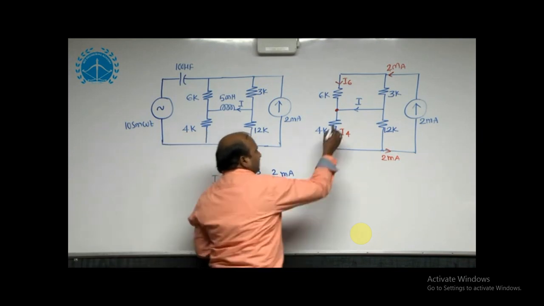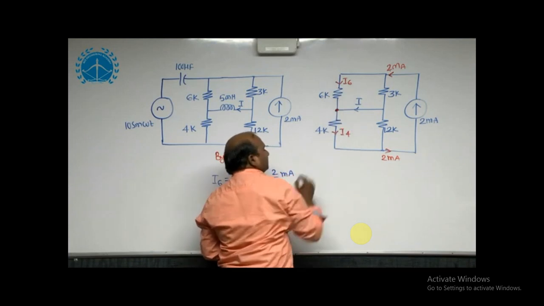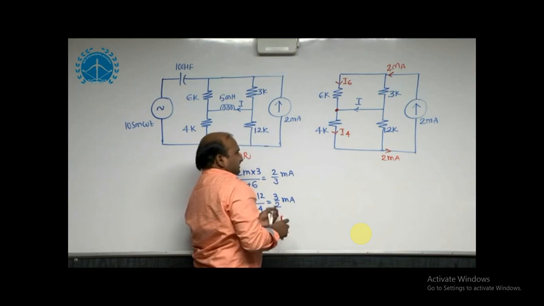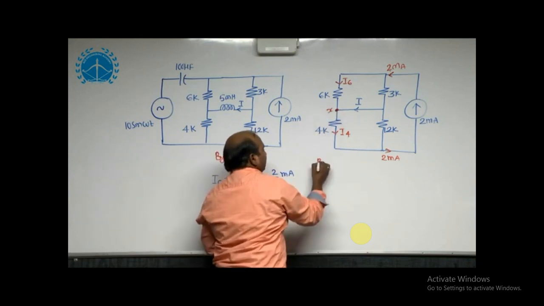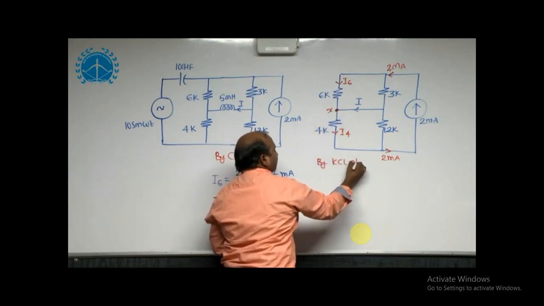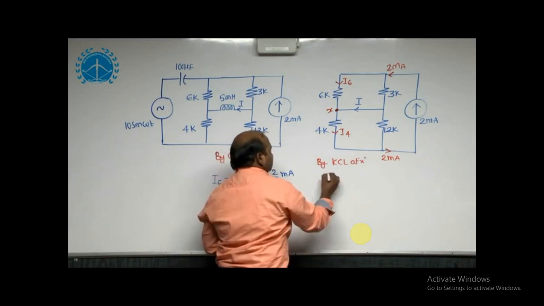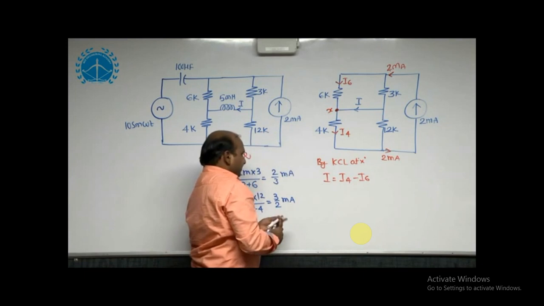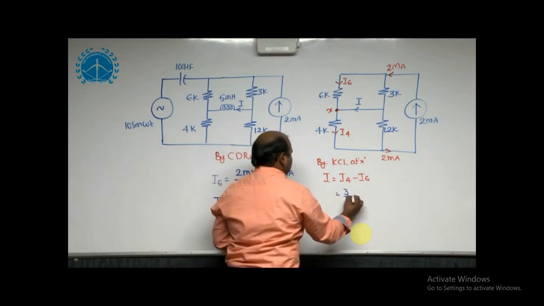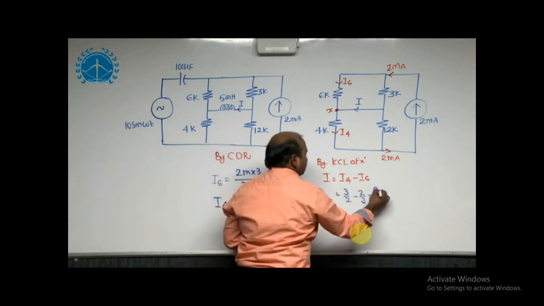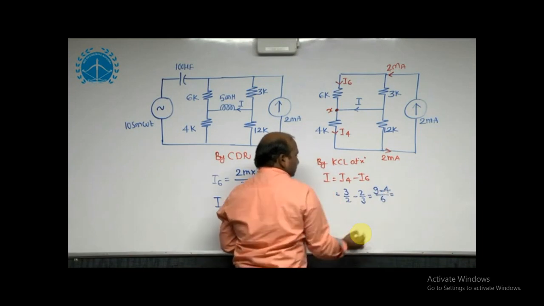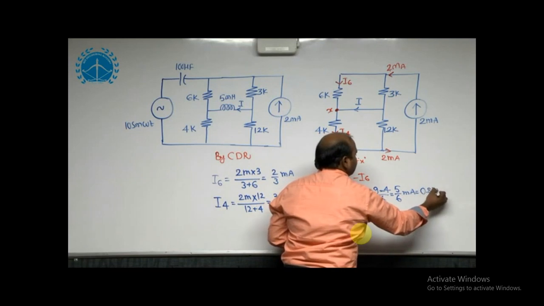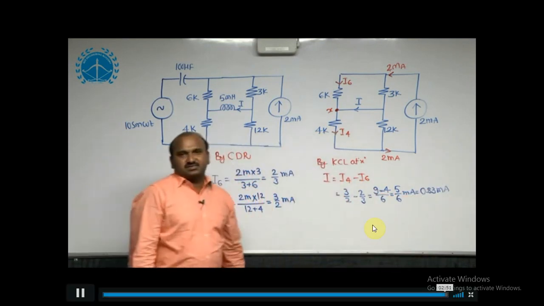By KCL, two currents are entering and the third current is leaving, and our required current is this one. By KCL at X, I can take I is equal to I4 minus I6K. Where I4 we got 3 by 2 minus 2 by 3, which is equal to 9 minus 4 by 6, which is equal to 5 by 6 milliamperes, 0.83 milliamperes.